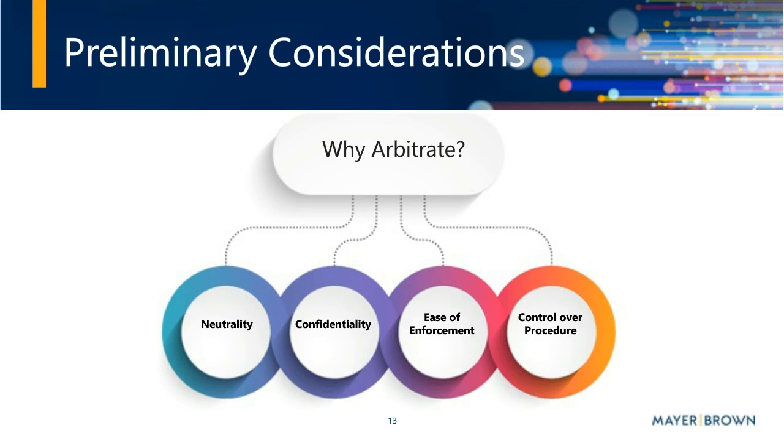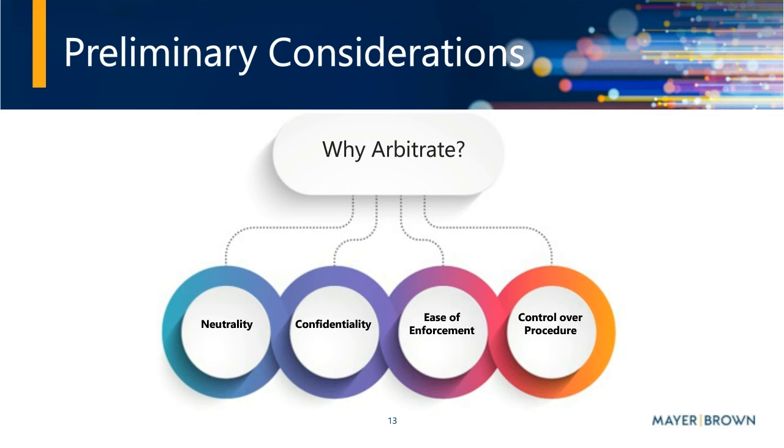To enforce a foreign commercial arbitral award in the United States, assuming the losing party is subject to the jurisdiction of a U.S. court, an award holder need only present the award to the court, at which point it will be recognized and enforced unless the losing party can establish a basis for non-recognition under Article 5 of the New York Convention.